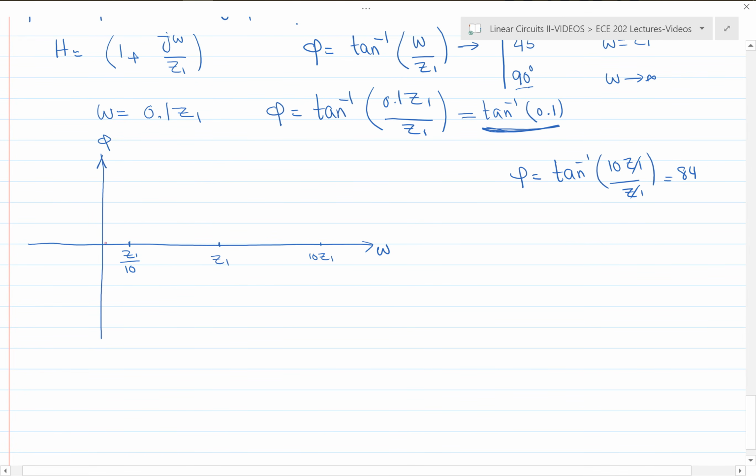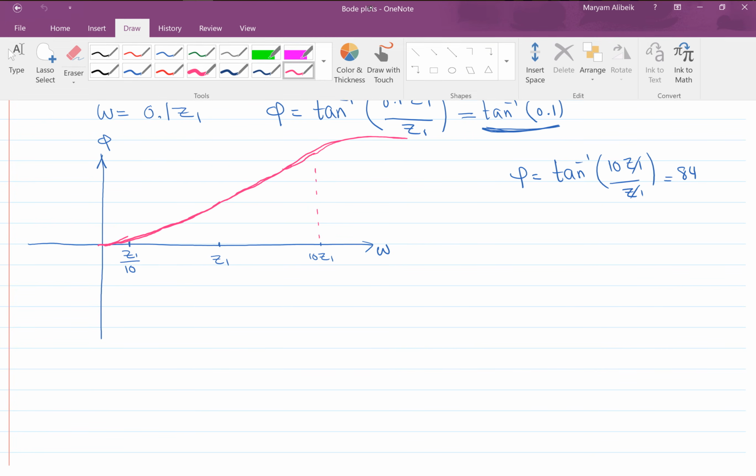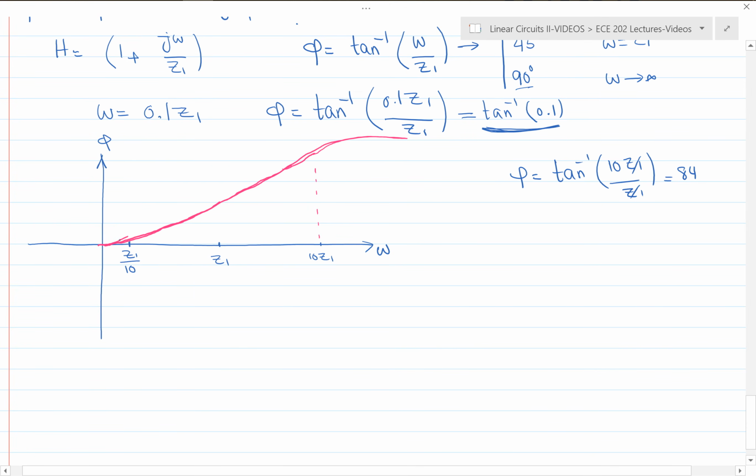So we say that it is 0 until z over 10, and then we go up. Not very good, I didn't draw it really good. And then we will be here. So at 10 z1, we say that it is 84 degrees, and then it goes to 90. So basically it has some curves here, right? But the plot that we are looking for, the approximate plot of the Bode plot, is that before z over 10, we have everything equal to 0.